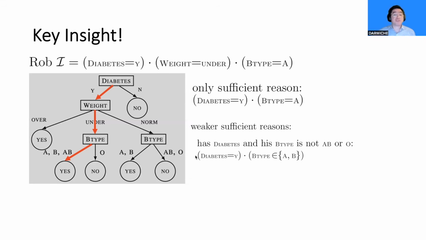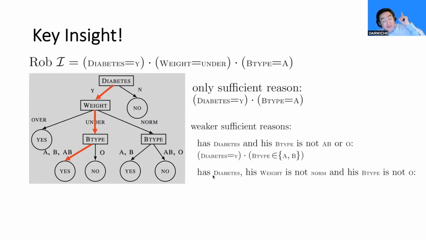Now, this can never be generated by the current theory, because the current theory insists that the explanations, the sufficient reasons, are terms or are characteristics that appear in the instance. That's the only language you can use, all right? So this is not part of the game. And here's another interesting, weaker sufficient reason. Rob has diabetes. His weight is not norm. Okay, here it says weight under, but this says, no, it's not about being under.